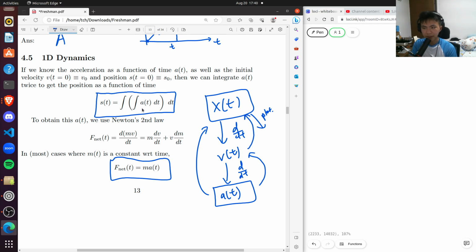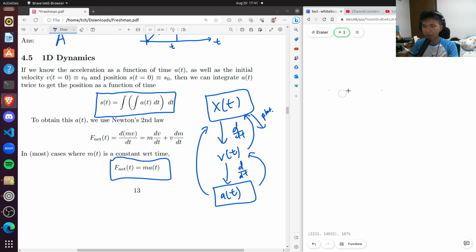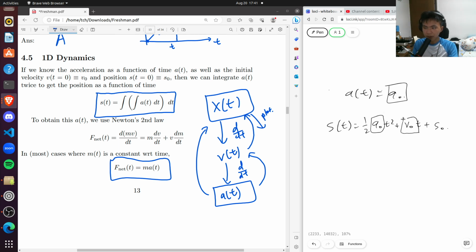We take two integrals, and this will also leave us two integration constants. Let's keep it simple. Let's say a as a function of time was a constant. Then we have the SUVAT rules, and we know that s of t is equal to half a naught t squared plus v naught t plus s naught. So a naught was a constant that we were given, but v naught and s naught were integration constants when we perform this integral.